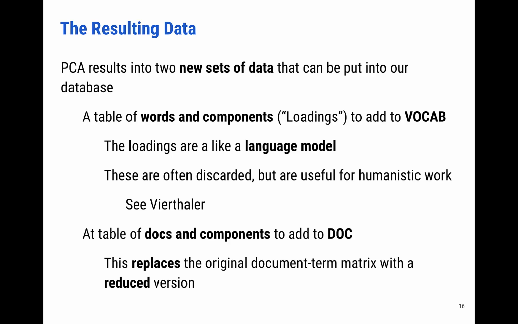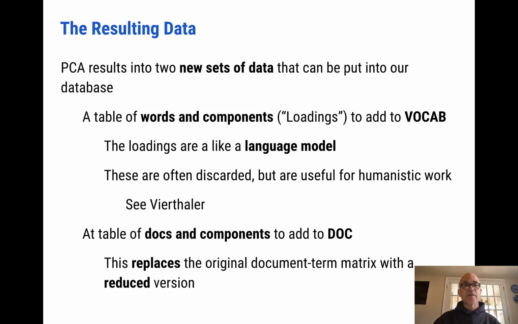It's important to note that the word components table is often called the loadings. These are like language models, actually, but they're often discarded in the typical PCA process. But they're useful for humanistic work. We like to look at them because they're like language models, and they seem to say something about the deeper topics within a text. We also produce a table of documents and components that we can add to the doc table. And this replaces the original document term matrix with a reduced version that we're going to look at as being interesting.